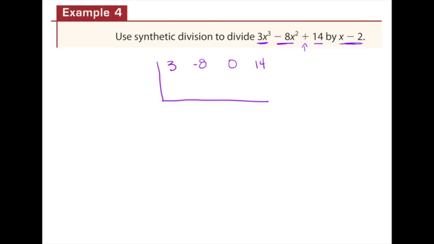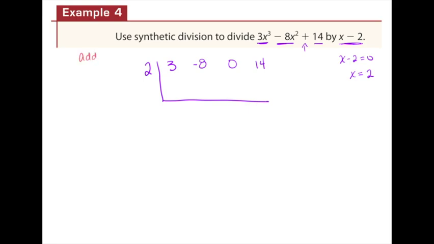For what goes on the outside, I'm going to take this x minus 2 and I'm going to set it equal to 0. What makes that 0? X equals +2, okay? So that's what's going to go out here, a +2. That's how you set up synthetic division, all right? For synthetic division, you add down and multiply up, okay? Add down, multiply up. Those are the rules for synthetic division.